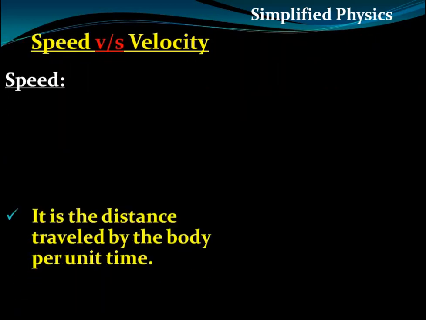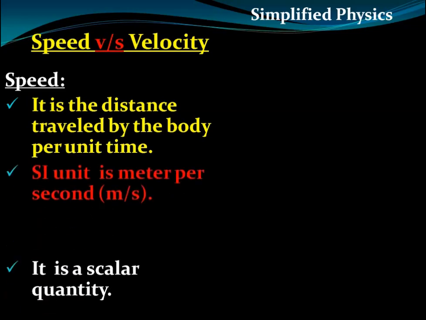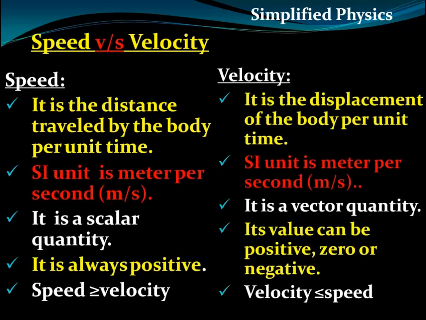Okay, let's compare speed and velocity. Speed is the distance traveled by the body per unit time, and displacement of the body per unit time is velocity. Both of them have the same SI unit and same dimension, but speed is a scalar quantity and velocity is a vector quantity. Speed is always positive, but velocity can be positive, negative or 0, and speed is greater than or equal to velocity magnitude. Velocity is always less than or equal to speed.